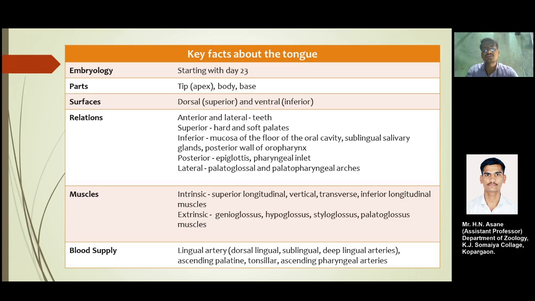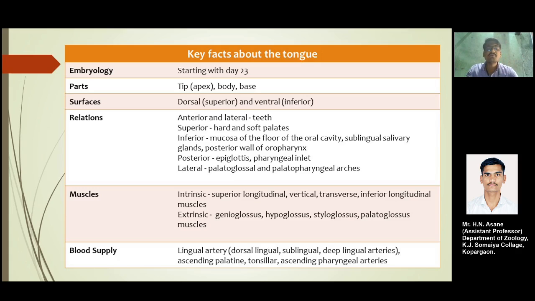So the muscles associated with the tongue, we are going to see in the next session. They are the intrinsic muscles, that are the superior longitudinal muscles, vertical and transverse muscles, as well as the inferior longitudinal muscles. And the muscles associated with the extrinsic part of the tongue will be the genioglossus, hyoglossus, styloglossus, and palatoglossus. These are all the muscles.